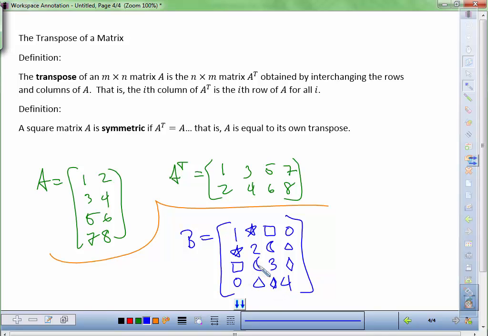So the idea is that if you fold this down or you look across the diagonal, that's what a symmetric matrix is. And so if you take the transpose of that, you're going to get the exact same image. In this case, B transpose is equal to B. So B must have been symmetric. So that's what a symmetric matrix is.